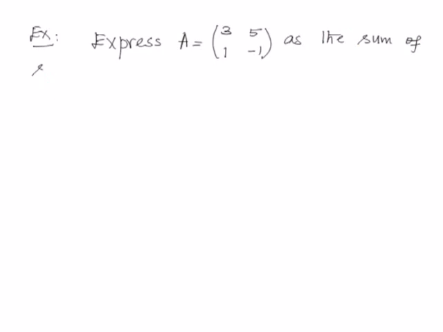Let us solve a problem under symmetric and skew-symmetric matrices. Express A, which is equal to [3, 5; 1, -1], as the sum of a symmetric and a skew-symmetric matrix. Solution.